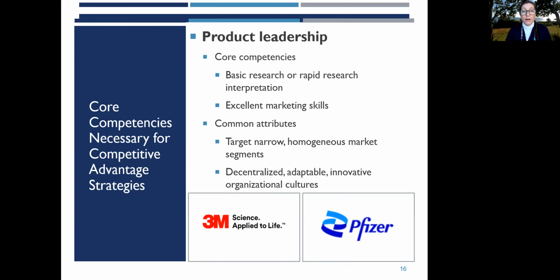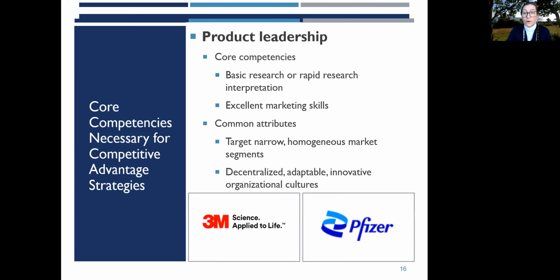Okay, so organizations that achieve this product leadership competitive advantage will typically have core competencies where research is built into their organization, so that's driving the innovation internally. And as is the case with 3M and Pfizer, they're really good at marketing. Pfizer had a challenge with regards to distribution of their vaccine globally, which now they are all over. So excellent marketing skills for both 3M and Pfizer.